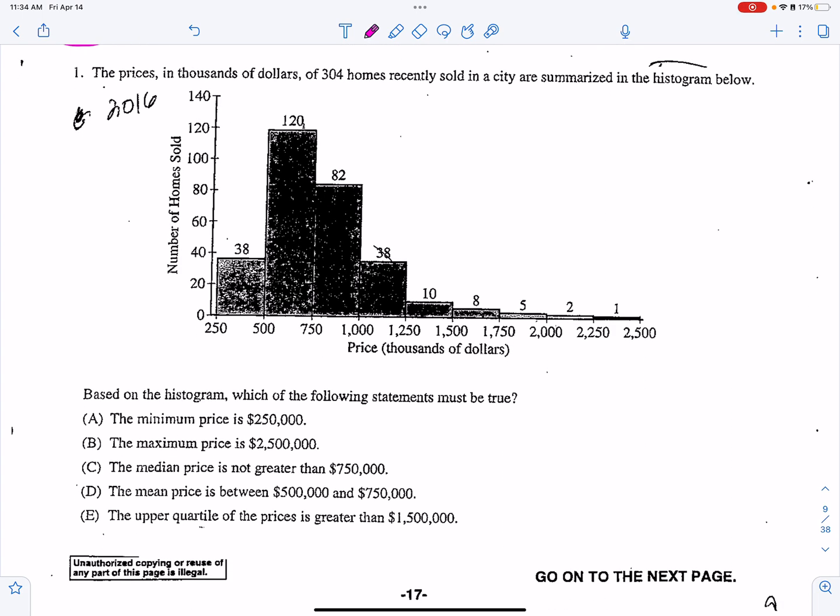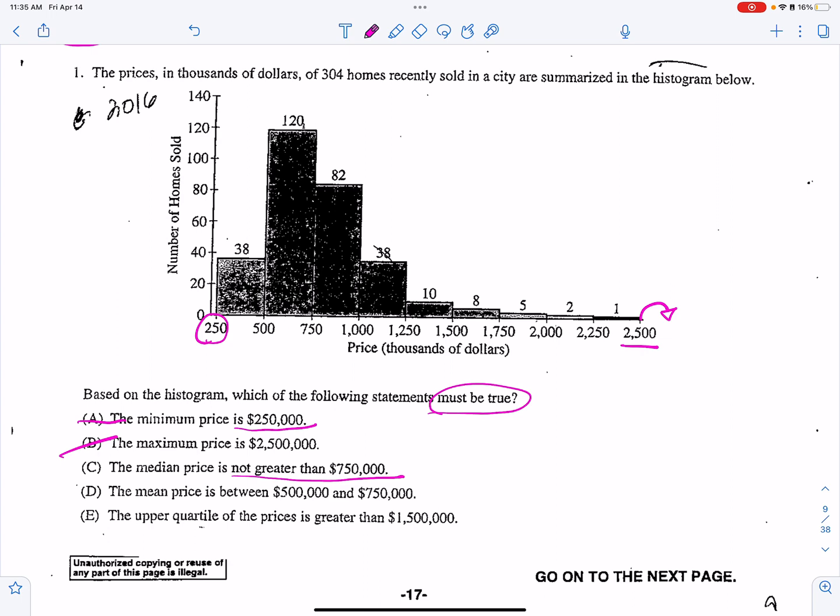So on this one here, the same idea. Minimum price is 250,000, must be true? No, we know that it can't be lower than 250,000, but we don't know that. Same thing here, max is 2.5 million? No, we actually know that it's not, because if it were, that would be another bin. The median price is not greater than 750,000.